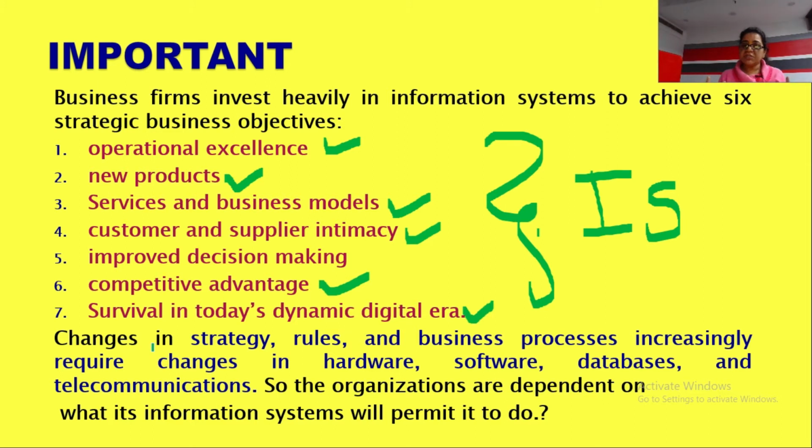There were major changes in the strategies, rules and business processes, and to accommodate all those changes it was required that our hardware, software, databases and telecommunications all be updated. And that is why organizations became dependent on information systems, so that those information systems would permit them to adapt to all these changes.